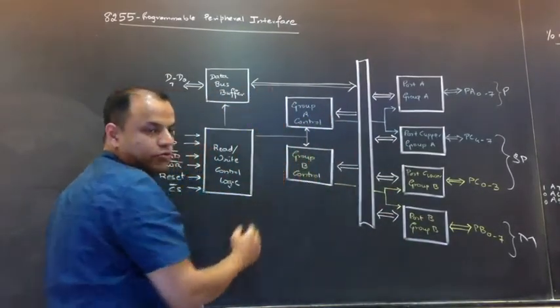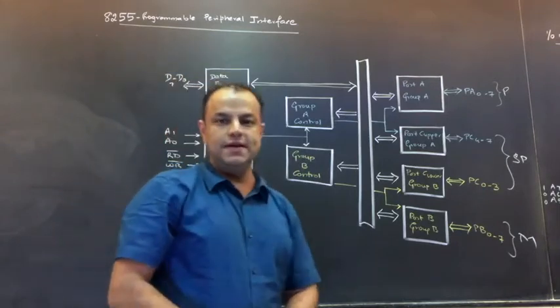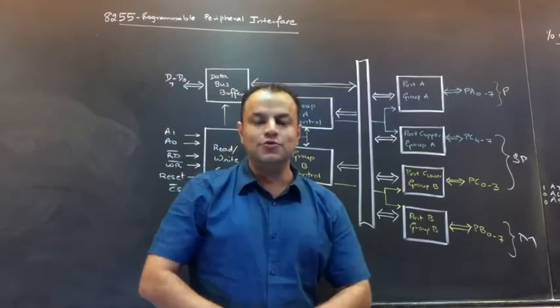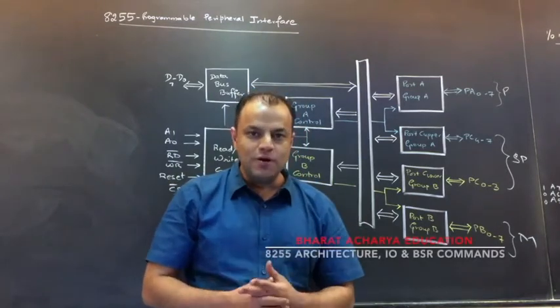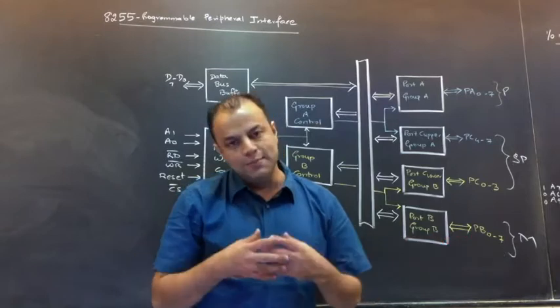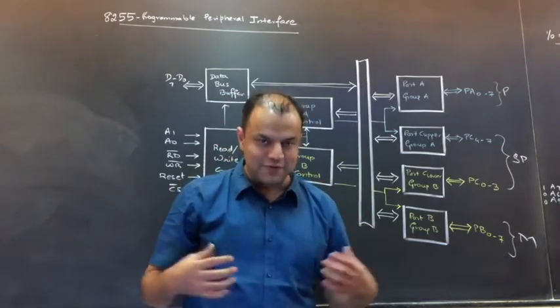What do you send to the control word? Command. Say again what? Command. So there are commands that you send to 8255. There are 2 commands. IO command and BSR command. I'll be teaching you both commands in this video itself after the architecture.